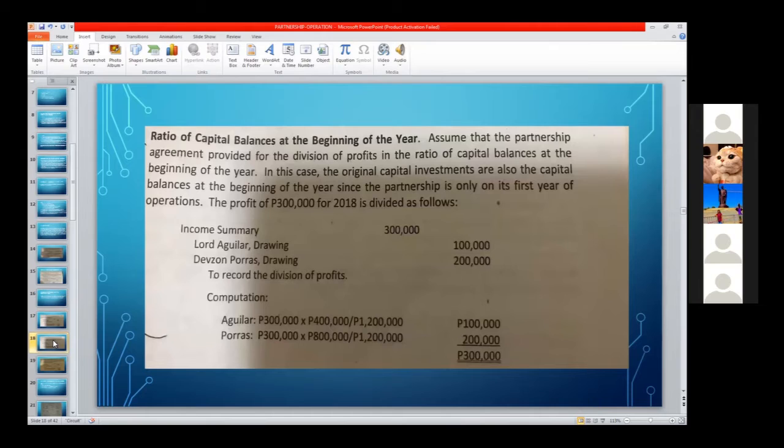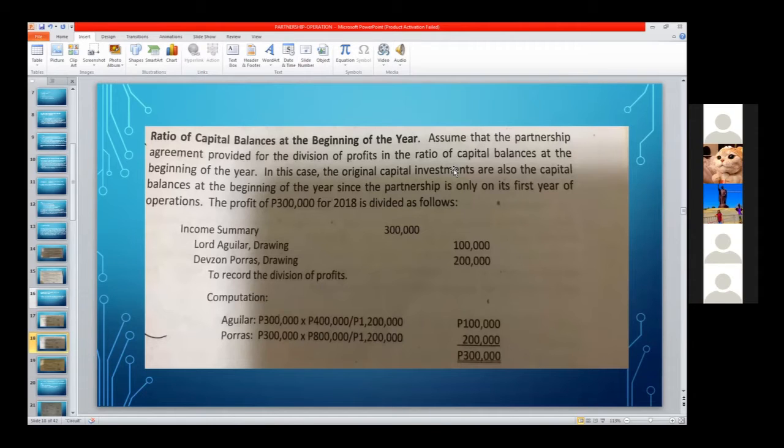So, for the ratio of capital balances at the beginning of the year, assume that the partnership agreement provided for the division of profits in the ratio of capital balances at the beginning of the year. In this case, the original capital investment are also the capital balances at the beginning of the year, since the partnership is only on its first year of operation. So the profit is same, 300,000. So yung entry naman is ganun lang, same lang din. Then yung computation same lang din.